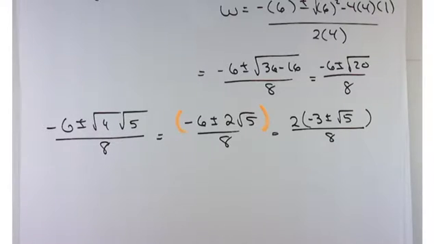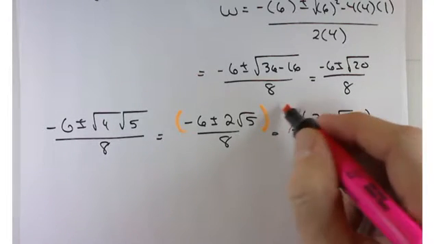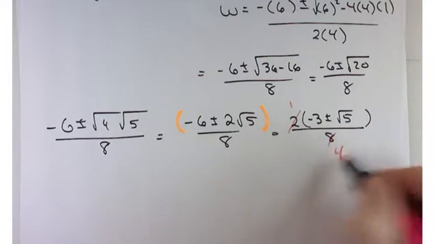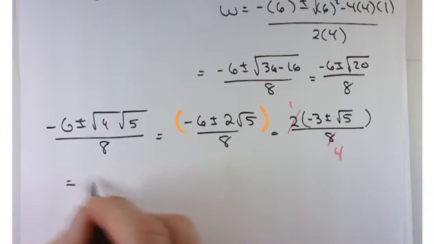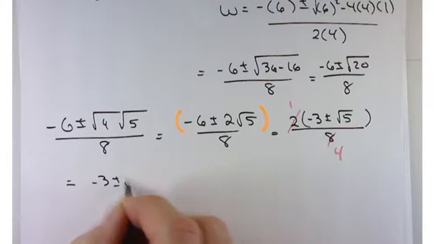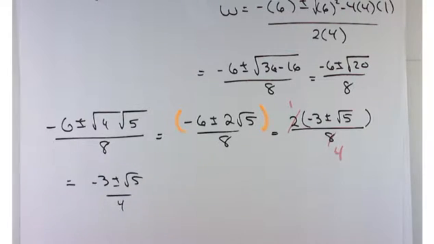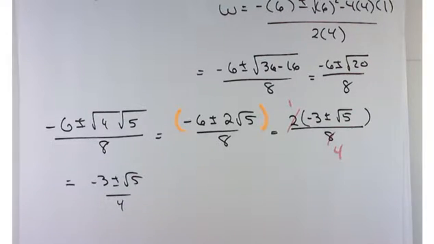Now we can finish the cancellation with the 2 and the 8. So 2 goes into 2 once and into 8 4 times. So the final answer here is negative 3 plus or minus the square root of 5 over 4. That's what you're going to see in the back of the book.